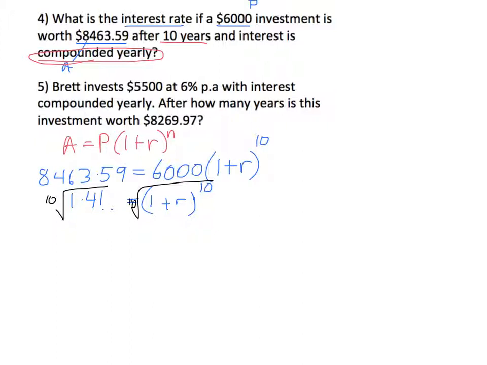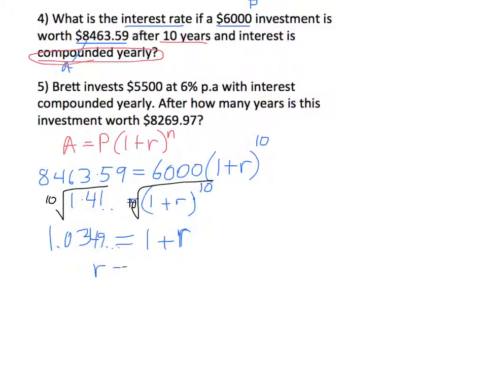And then you can see on this side that the 10th root and the 10 are opposite or inverse operations. They are going to cancel each other out. So you'll just be left with 1 plus R on the right hand side. On the left hand side, you'll type in your calculator shift, and then the nth root button, type in 10, then press answer. Alright, and you'll get 1.03499 something. So that's what 1 plus R is.